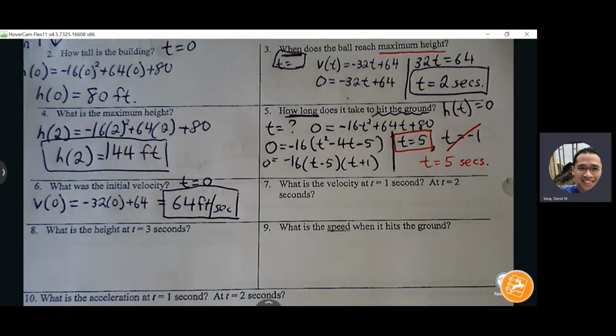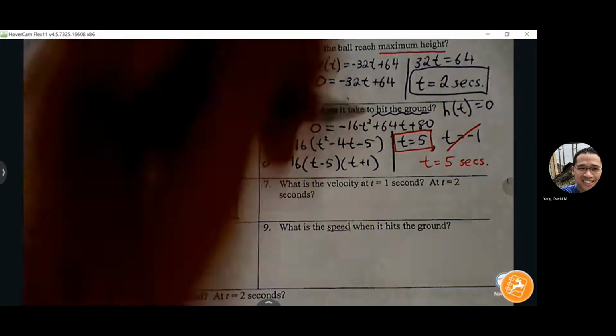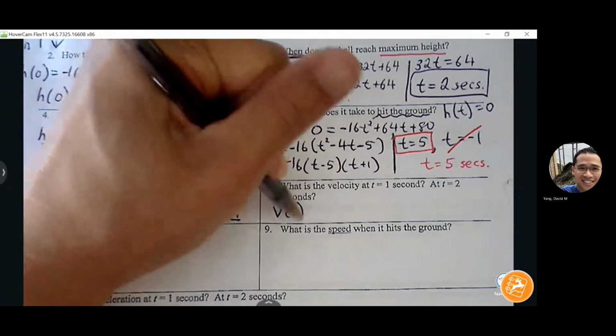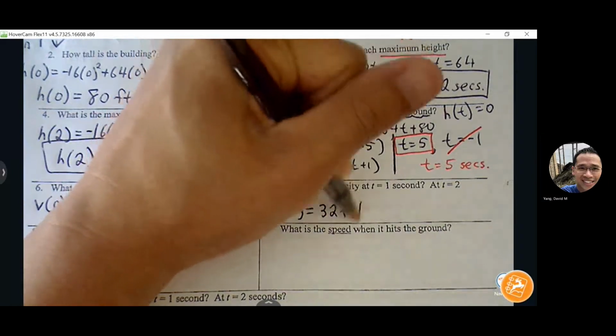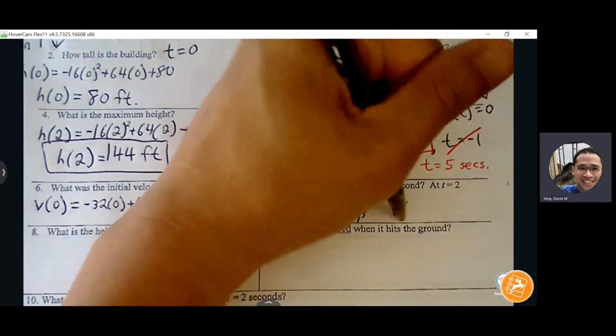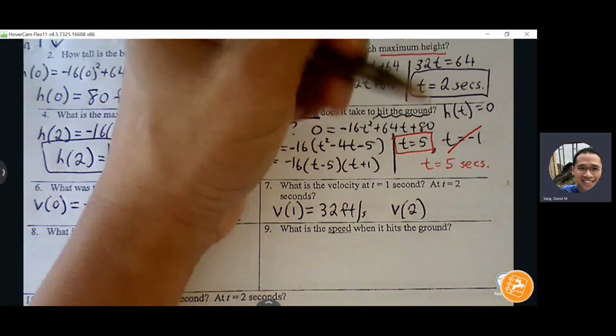Number 7, that's easy as well. Find the velocity of 1, find the velocity of 2. We already kind of know what velocity of 2 is because we saw that from number 3.